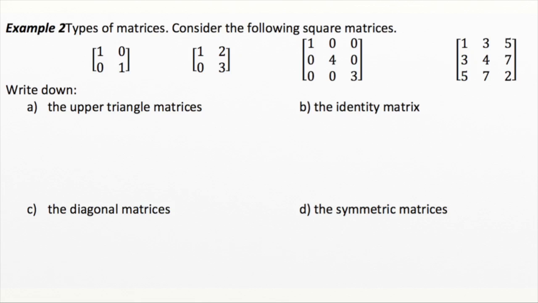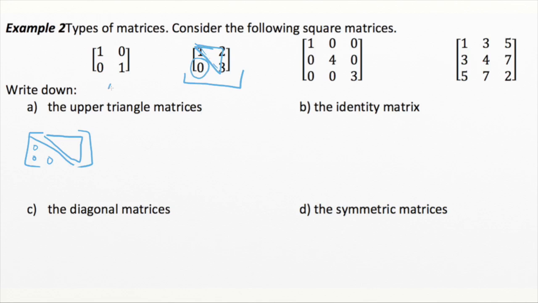So let's try an example. This is example 2 in your notes. So types of matrices. Consider the following square matrices, write down all of these. So the first one is the upper triangle. So what we're looking for is a matrix that has a leading diagonal and then has 0s everywhere else and has a triangle in the upper part of it. So looking at these ones, that looks like this option over here. Here's our leading diagonal. Got 0 in all of our other elements, and then our upper triangle exists there.